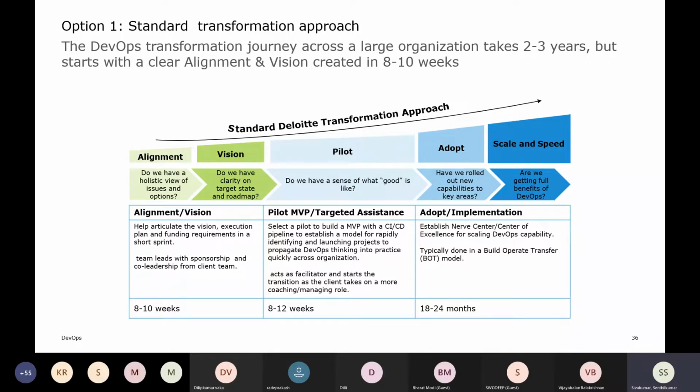For that vision, prepare the pilot MVP, and once this is done and they have achieved it within this timeline, they will make the adaptability. Adaptability comes under establishing the central excellence of scaling DevOps capability, where the models are driven and typically done in a build-operate-transfer, that is BOT model, as we used to call it. Once this is done, the scale and speed will slowly evolve, and they will try to enhance more in terms of approaches. Like that, they will build the scope where the DevOps framework is being implemented.